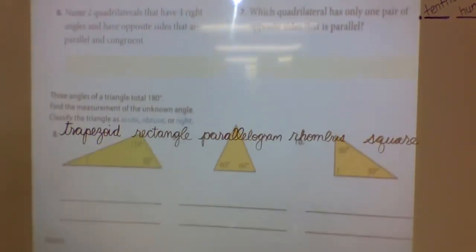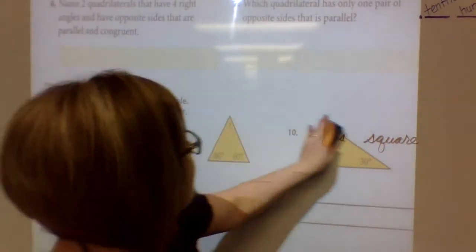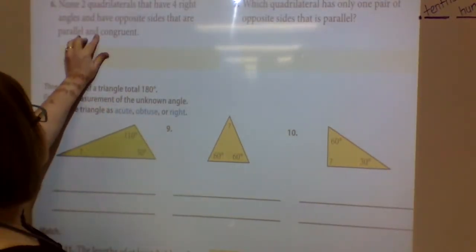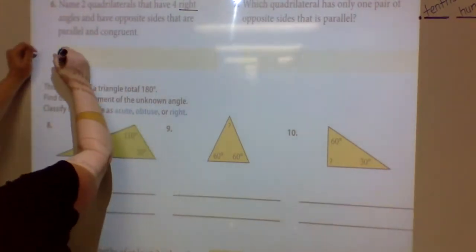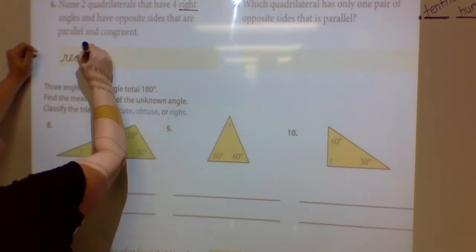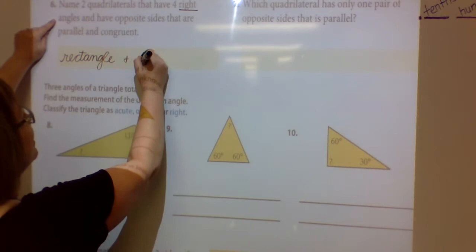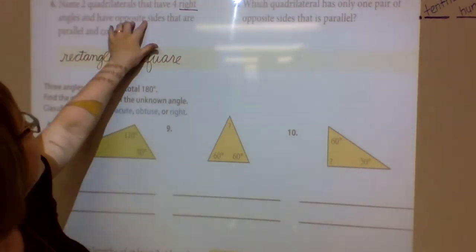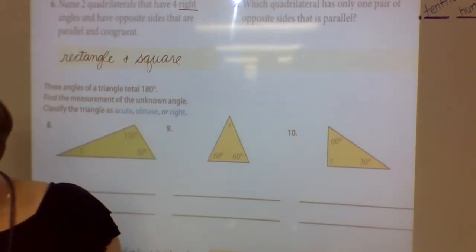All right, then number 6 says, answer the question. Name 2 quadrilaterals that have 4 right angles and have opposite sides that are parallel and congruent. If it has 4 right angles, it's going to be a rectangle and a square, because those two have opposite sides that are parallel and congruent, and they have right angles. They're the only ones with right angles.